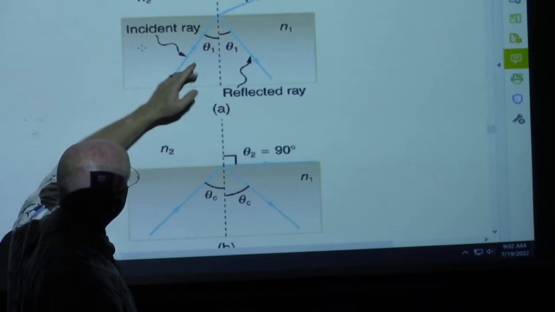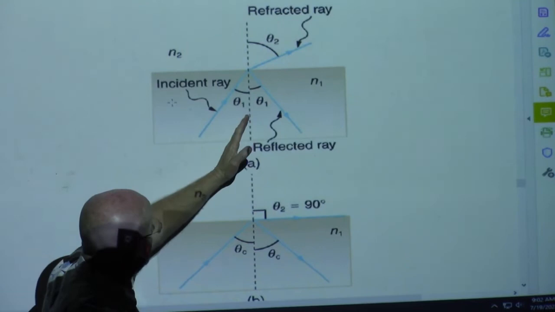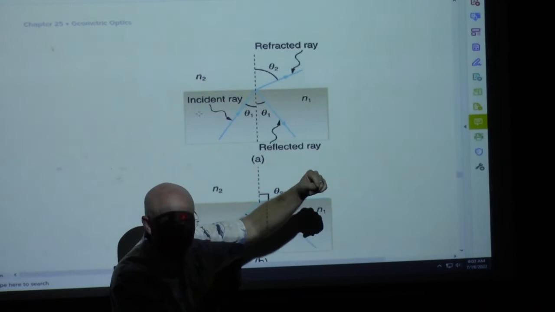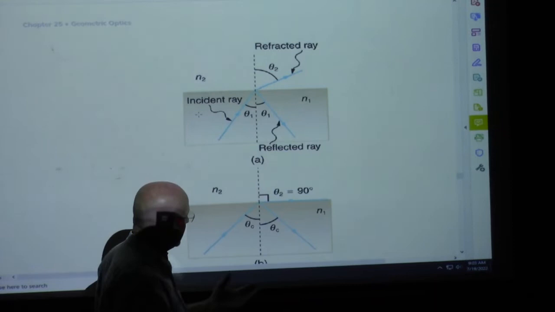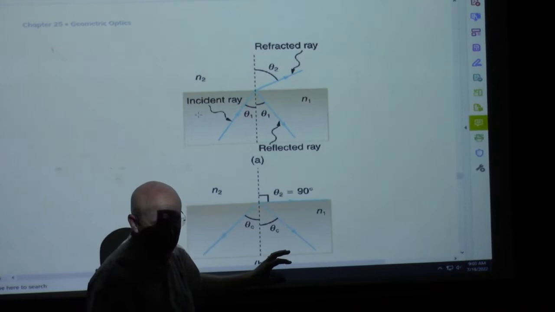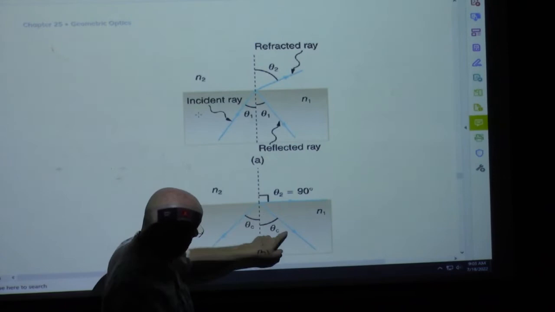And your author is trying to point out that as this angle increases, so remember the angle is measured from the normal. So as it gets bigger and bigger and bigger, this angle, of course, is getting bigger and bigger. And when this refracted angle actually gets to 90 degrees, you might say at 90 degrees, you're not really coming out. What ends up happening at that point is all of the energy is reflected, and zero is refracted.